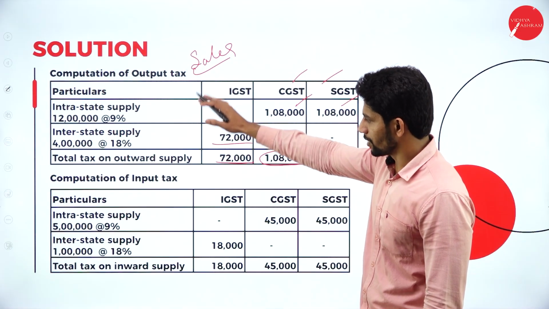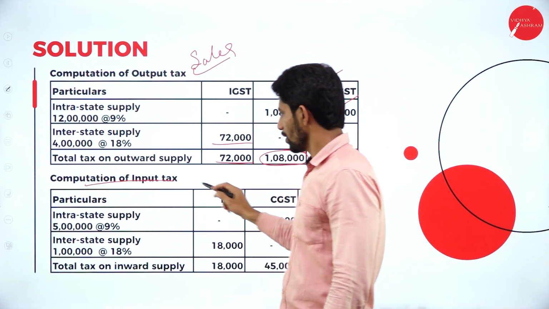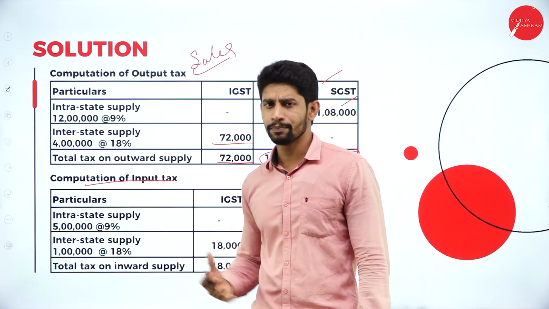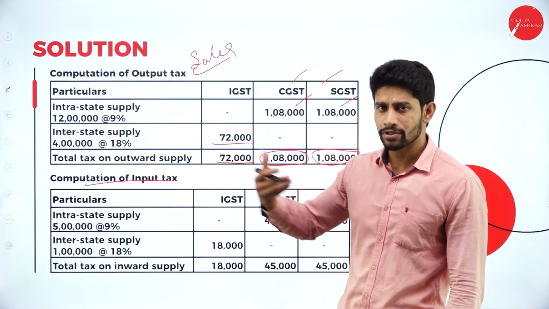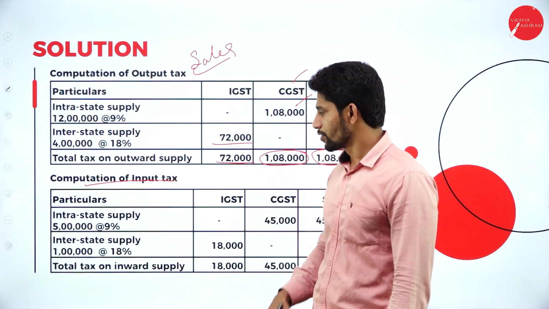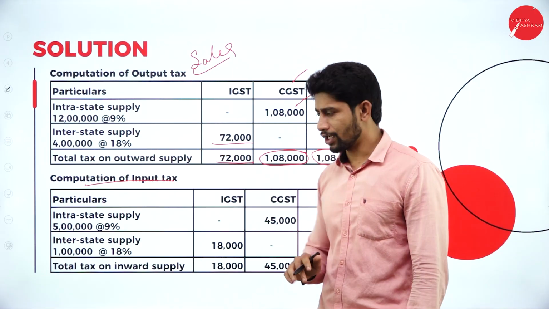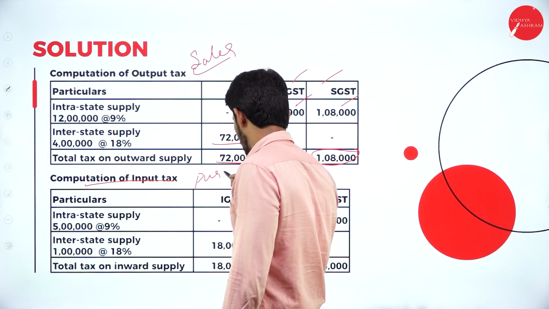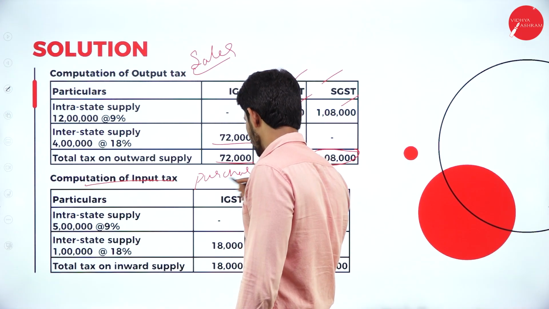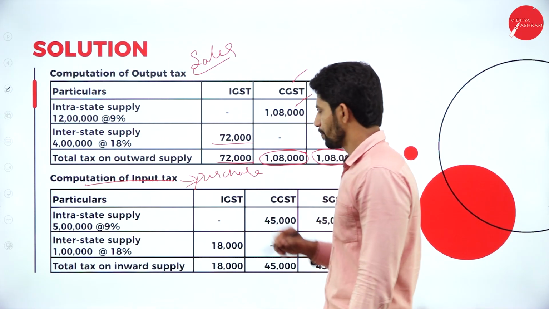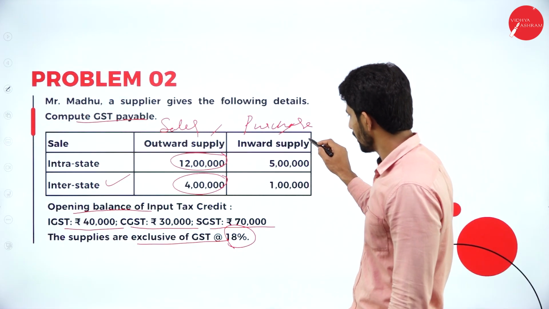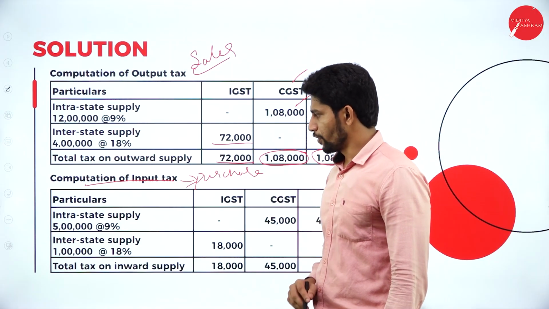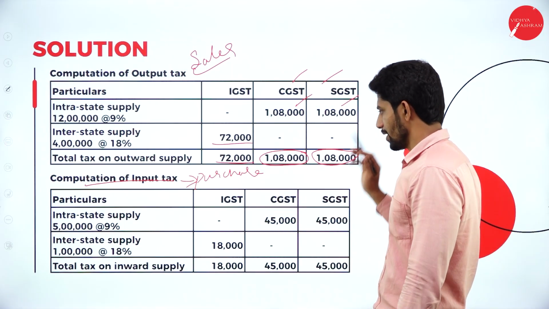Next, you are supposed to compute the input tax payable. That means whatever input tax you already paid on purchase of inputs or raw materials. We compute the amount you already paid. Input tax is always computed on purchase. Purchase is nothing but inward supply. So computation of input tax: particulars IGST, CGST, SGST.